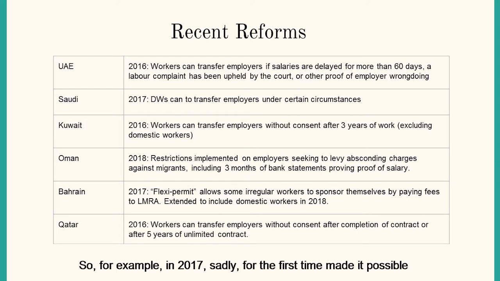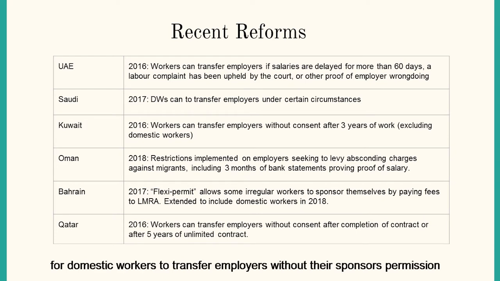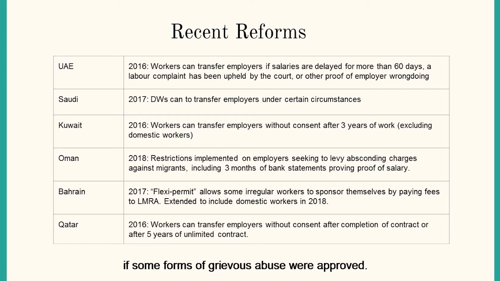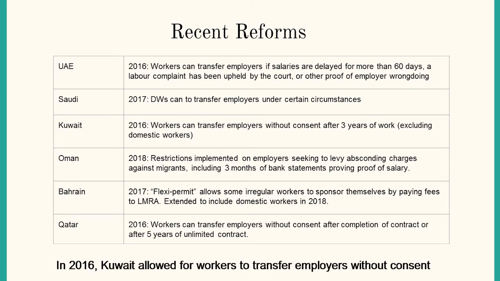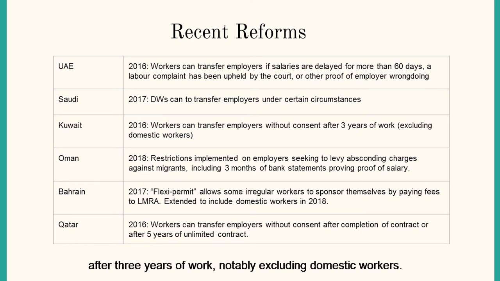So for example, in 2017, Saudi for the first time made it possible for domestic workers to transfer employers without their sponsor's permission if some forms of grievous abuse were approved. In 2016, Kuwait allowed for workers to transfer employers without consent after 3 years of work, notably excluding domestic workers.